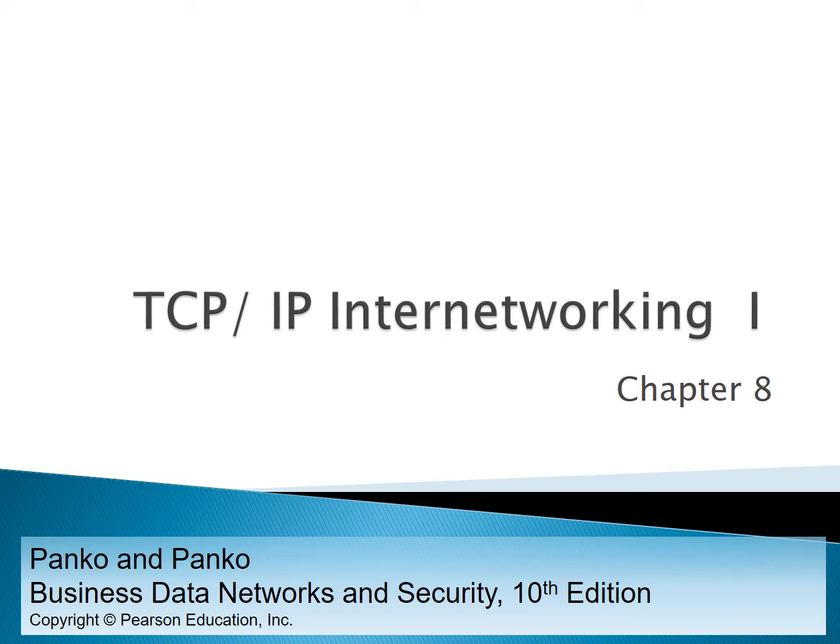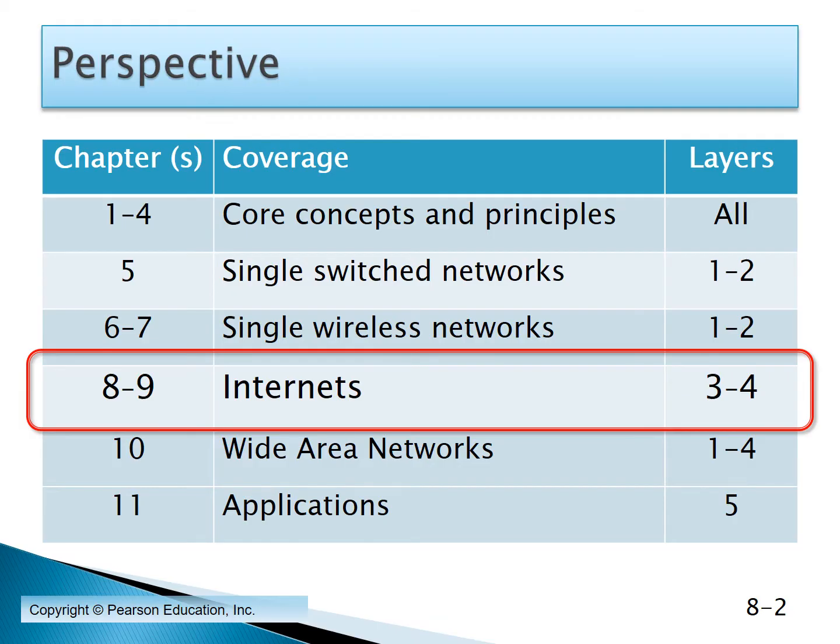Hello everyone, in this chapter we are going to talk about TCP/IP networking. This is just a recap of what we have done in this semester. In the first 4 chapters we have looked at an overview of networking, some of the core concepts, and then we look at network security. And then chapter 5 is about the wired Ethernet, while chapter 6 and 7 are about wireless networks.